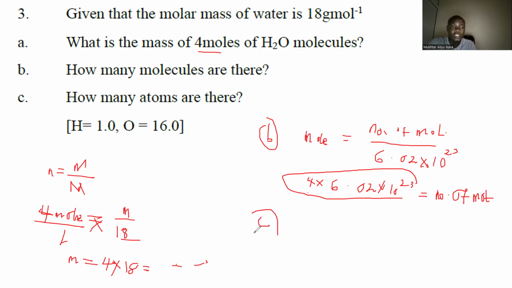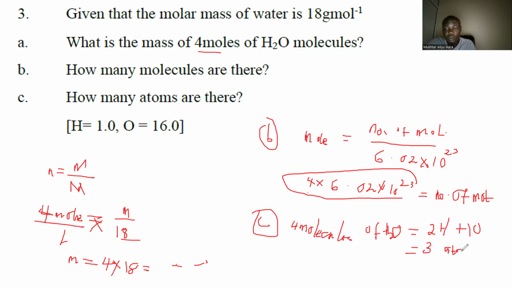And then now, C, how many atoms are there? Remember we have 4 molecules, and now we want to know how many atoms are there in 4 molecules of water. It's simple. You have to break these compounds in, because we are talking about number of atoms. So we have 2 atoms of hydrogen plus 1 atom of oxygen. Therefore, it means that we have 3 atoms. And remember, we said 4 molecules.